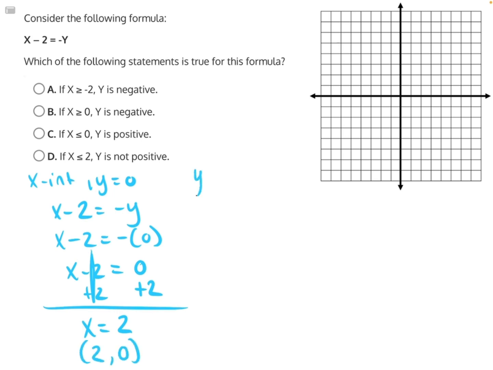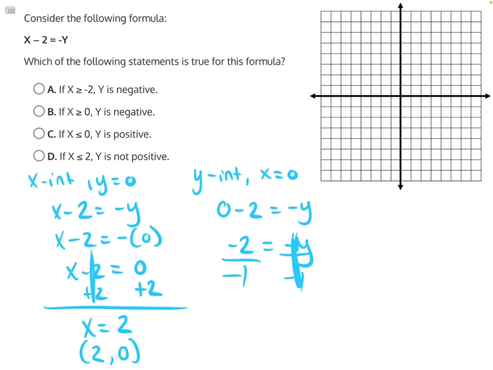Then we move on to our y-intercept, or where x equals 0. In this case, we would have 0 minus 2 instead of x minus 2 equals negative y. 0 minus 2 would just give us negative 2 equals negative y. So let's get rid of this negative sign that's in front of the y. We'll divide both sides by negative 1. These will cancel, giving us positive 2 equals y, or the coordinate point 0, 2.